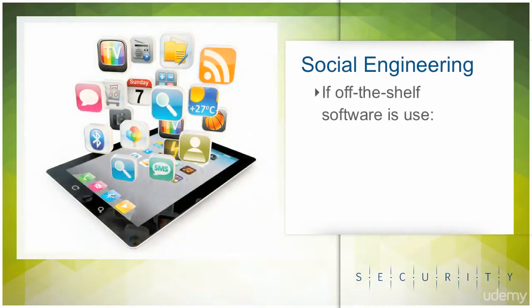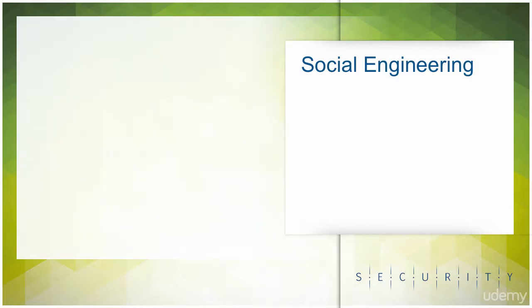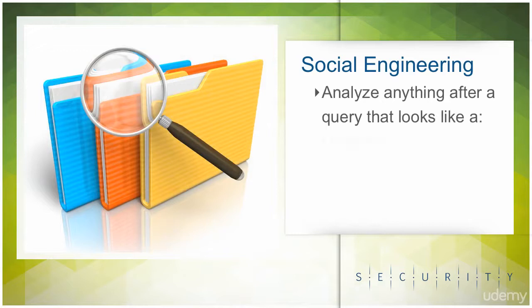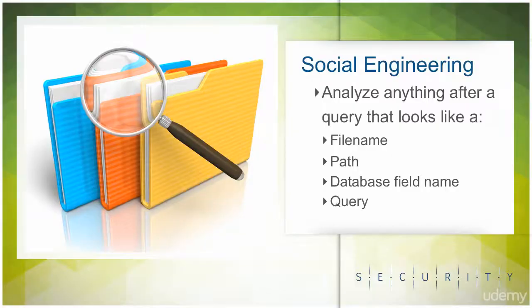If off-the-shelf software is used, you can get the details of that version. You can get the subdirectories and parameters that are used. This information can be very helpful to attack a site. Now you can also get the file name, the path, database field names, or queries. You can analyze anything after a query that looks like a file name, path, database field name, or query to check if you have an opportunity for a SQL injection.